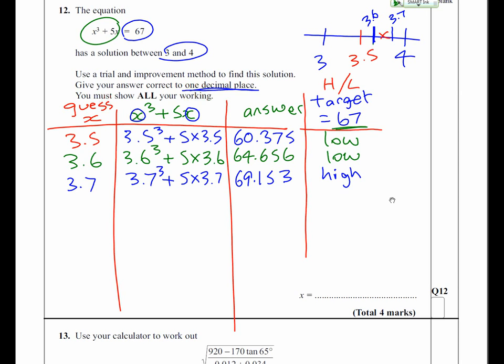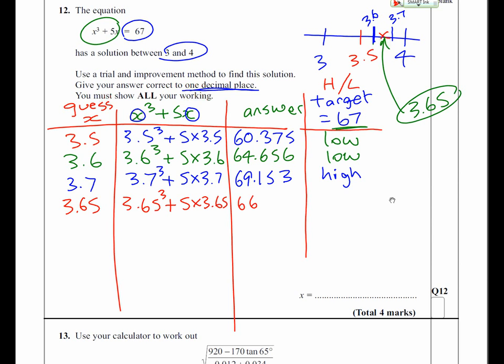So here's the cool trick. If you guess bang in the middle at 3.65, that's going to tell you which side of 3.65 it is. So go back one last time, change it all to 3.65 instead of 3.7. So 3.65 cubed plus 5 times 3.65 gives you 66.877125. Now here's the important bit. That answer is too low.